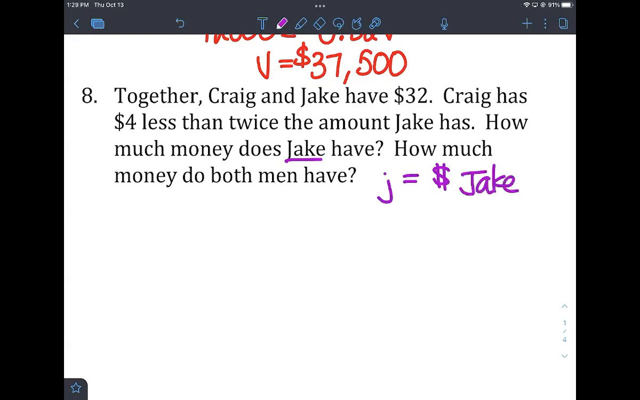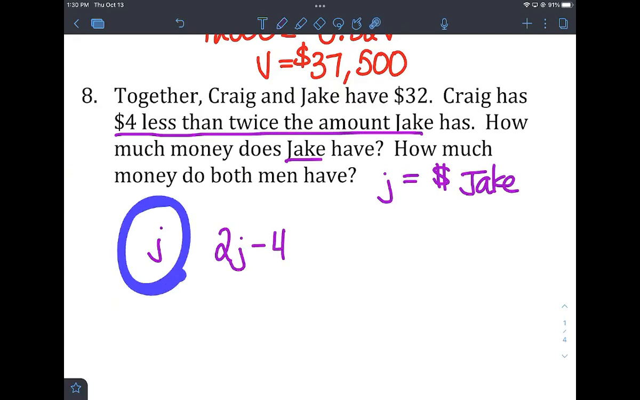Jake's money. So J represents Jake's money. I don't know what that is. I also don't know how much money for sure that Craig has, but I do know that Craig has 4 less than twice that amount. So what expression could I use to represent 4 less than twice Jake's amount of money? Abby? 2J minus 4. Got it.